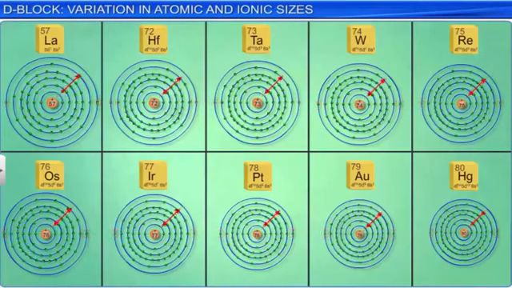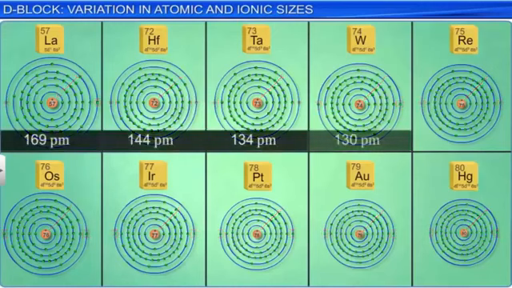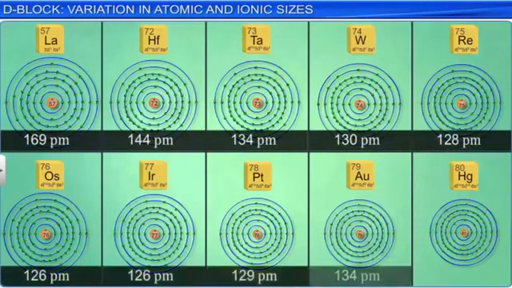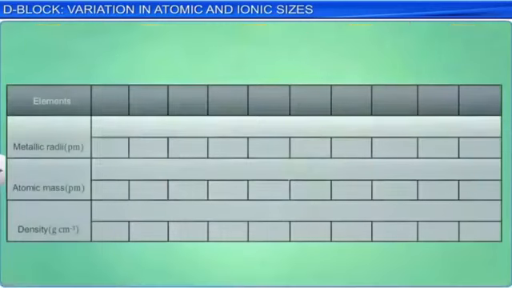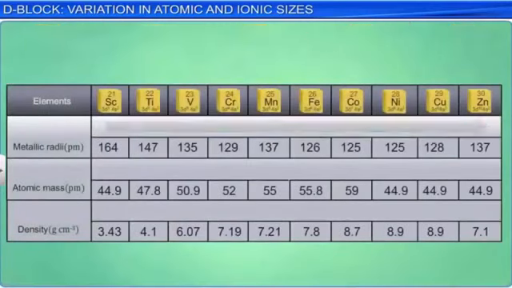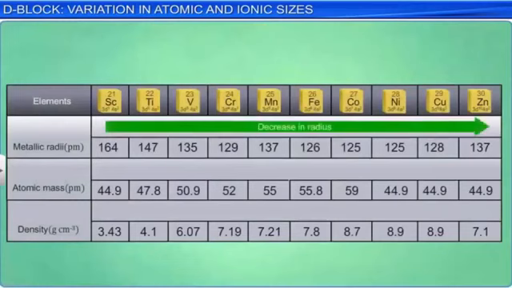A decrease in the metallic radius, along with an increase in the atomic mass, results in a general increase in the density of these elements. Thus, there is a significant increase in the density from titanium to copper.